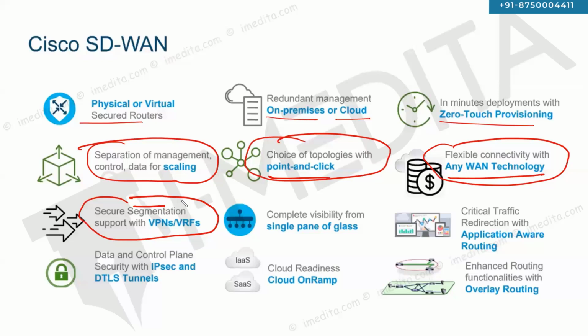So for different networks, you might require a different topology, and you don't want them to communicate with each other. That's where segmentation or the use of VRF or VPN comes in, because here you also call it VPN or you call it VRF. So that kind of segmentation can be done with the help of VPNs or VRFs.